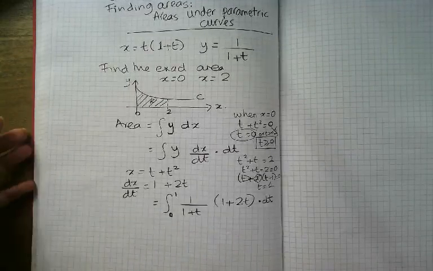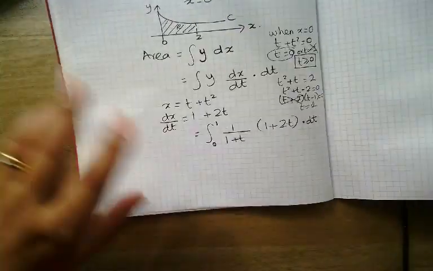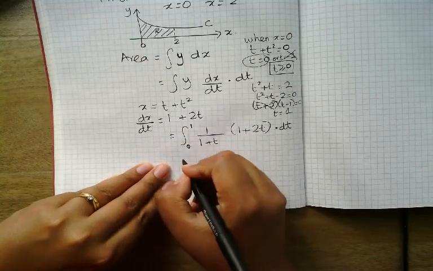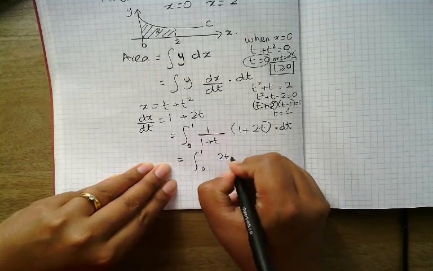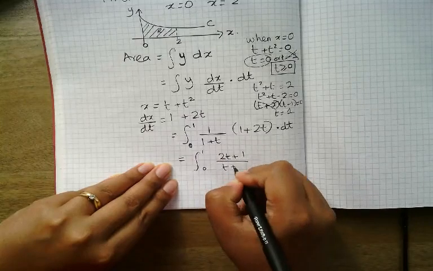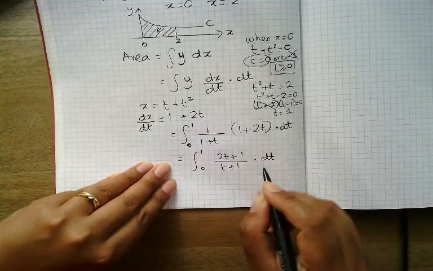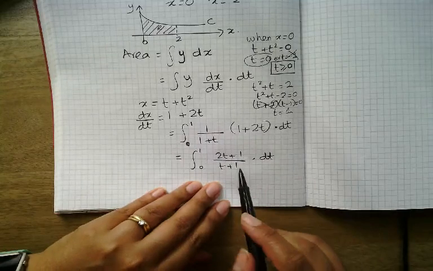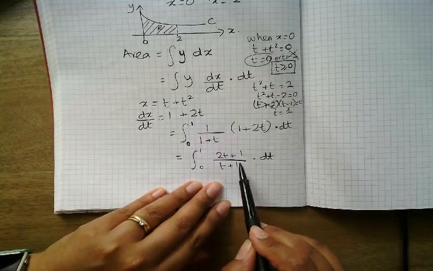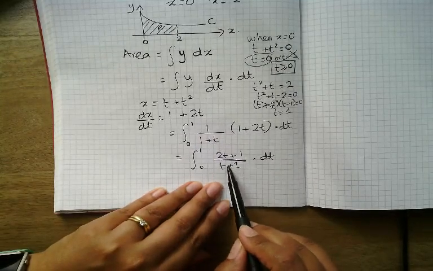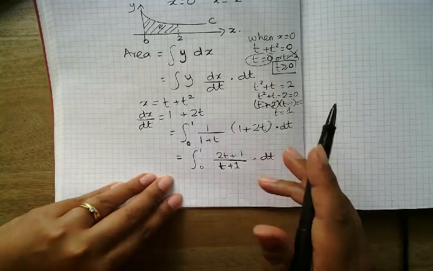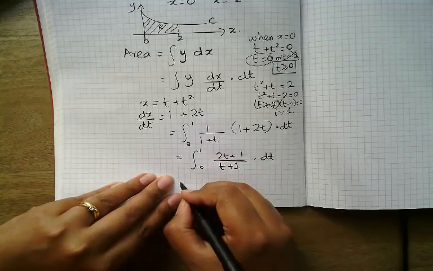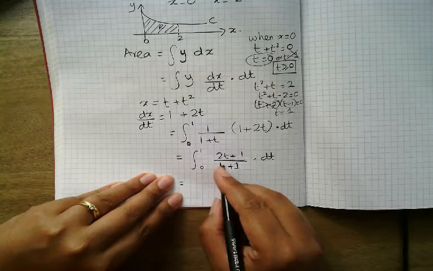And the next thing I need to do is integrate this. Now you should be able to spot that this is an improper algebraic fraction, and I will have to separate this out before I can integrate it. So I need to convert this into a mixed algebraic fraction.